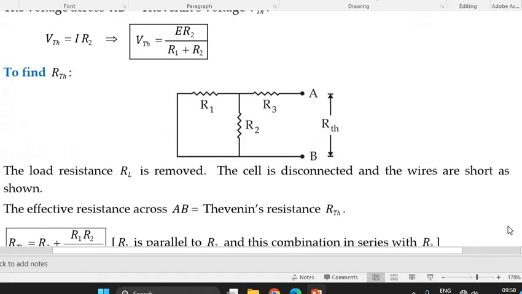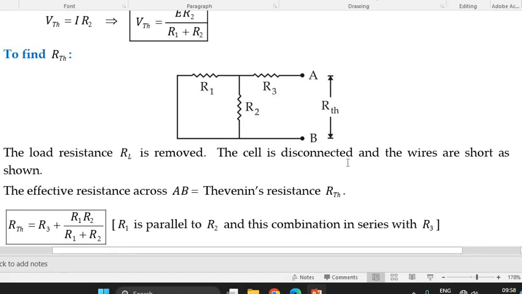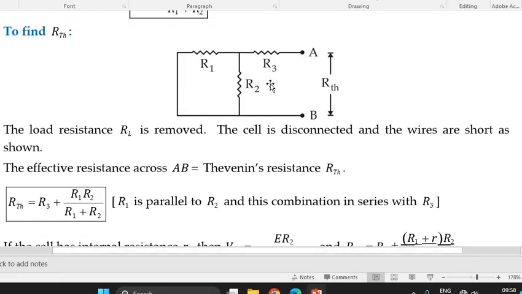To find R Thevenin, the load resistance RL is removed, the cell is disconnected and the wires are short circuited as shown in the figure. The effective resistance across AB is equal to Thevenin's resistance R Thevenin. Therefore, R Thevenin is equal to the resistance R3 plus these two resistances considered in parallel, so R1 R2 divided by R1 plus R2. So R Thevenin is equal to R3 plus R1 R2 divided by R1 plus R2. Here R1 is parallel to R2 and this combination is in series with R3.